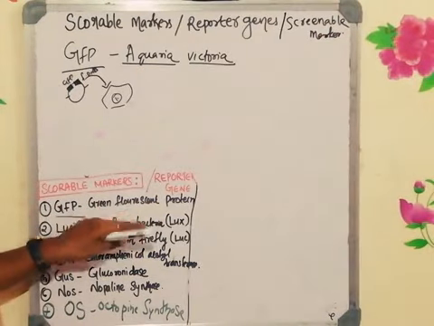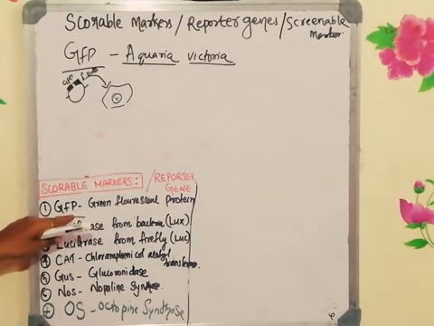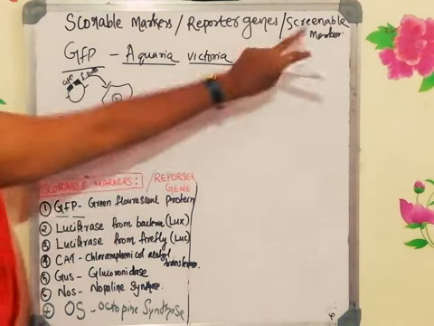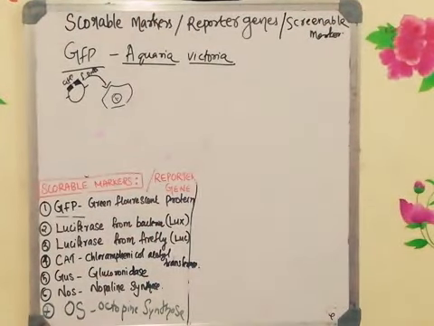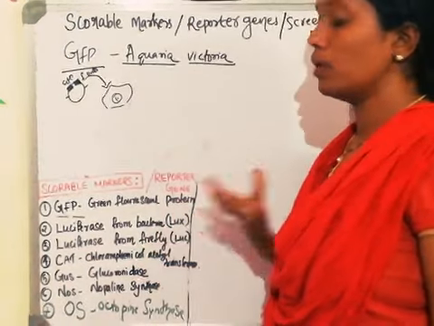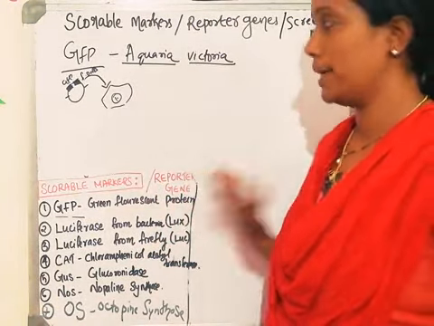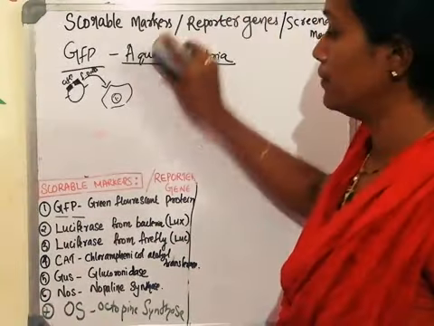The important points to remember here: it is a reporter gene, also called a scorable marker or screenable marker. Green fluorescent protein is isolated from the jellyfish Aequorea victoria. You need to remember the name of the jellyfish. It is a luminescent organism found in the ocean. Green fluorescent protein emits fluorescence which can be detected in two ways. One is by connecting to a fluorimeter, where you get the amount of fluorescence, or you can check it through the fluorescent microscope. That's all about green fluorescent protein.